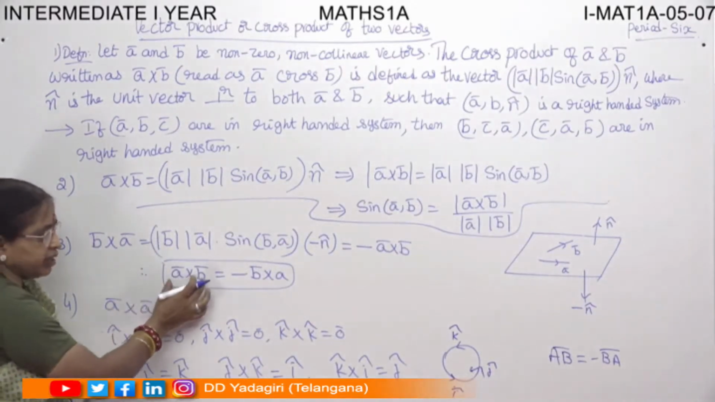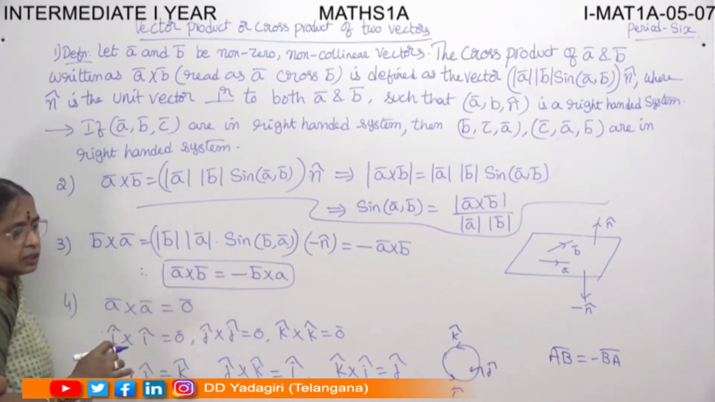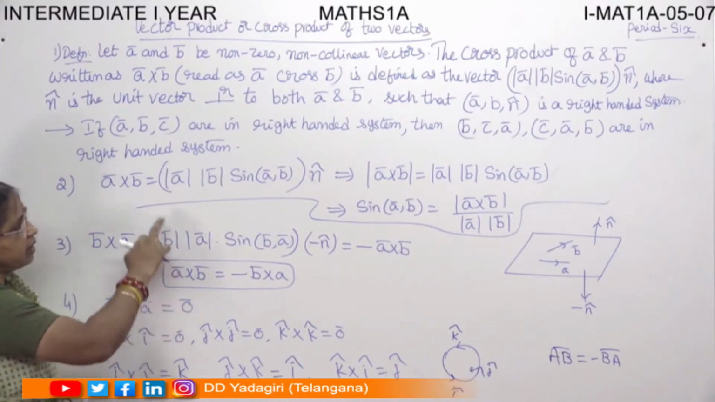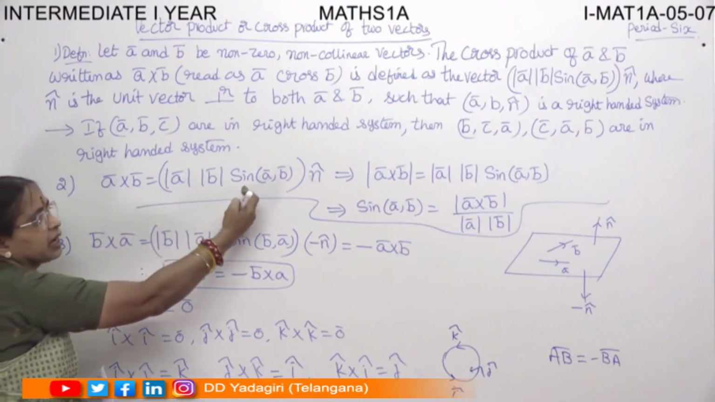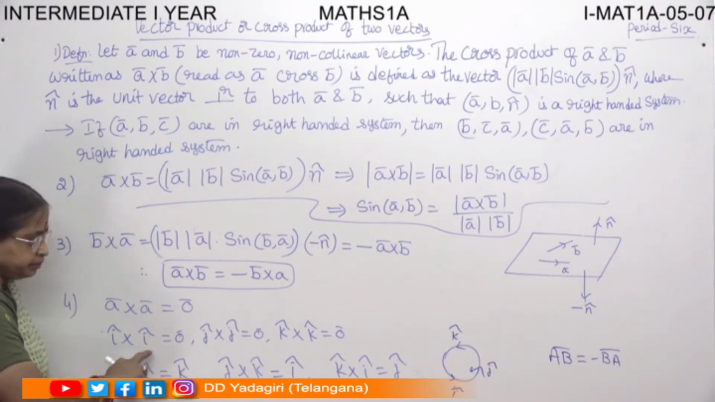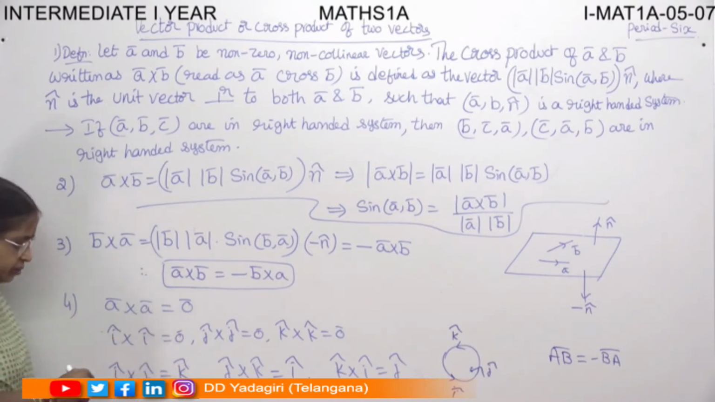In the same way here also, in cross products, when you interchange the two vectors, you should change the sign. Okay, next, A cross A is 0. As I said, when the two vectors are the same, the angle is 0, so its value is 0. So I cross I is 0. J cross J is 0, like that.